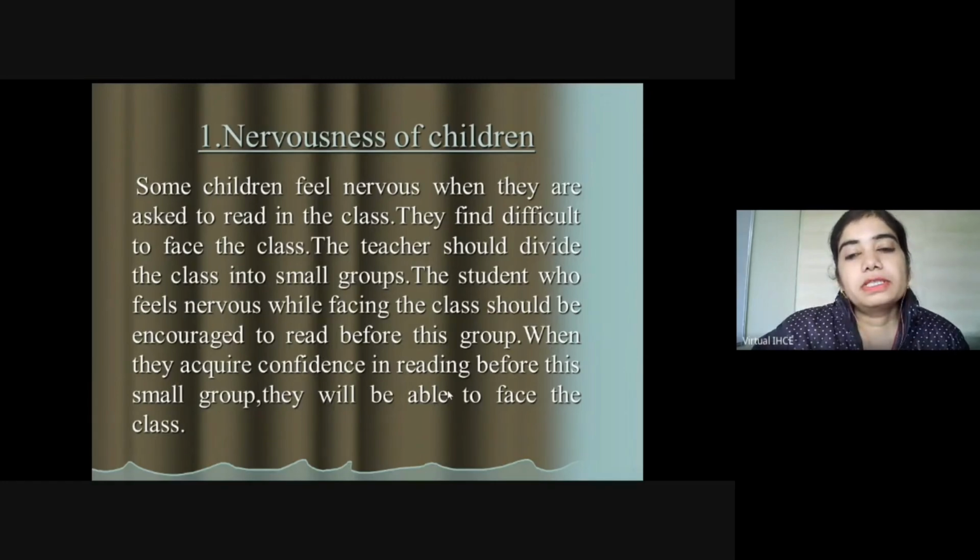When they acquire confidence in reading before this small group, they will be able to face the class. So they will be able to face the class when they have to read in front of small groups first and then later on the larger groups. And you can also tell the student to sit and read instead of stand and read, because the child will feel less nervous while sitting and reading. So to start the child for reading, you can just tell him to sit and read for the small group, and later on he can stand and read.